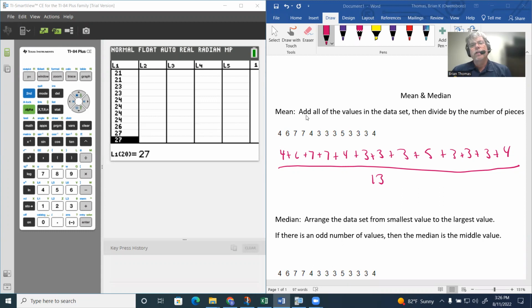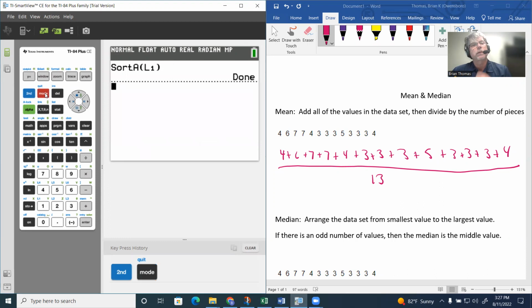The mean or average, what we do is we add all the values in the data set and then divide by the number of pieces in the data set. So if I give you the pieces in the data set are 4, 6, 7, 7, 4, 3, 3, 3, 5, 3, 3, 3, 4, and I want to find the mean, I can add all these numbers together and then divide by 13.